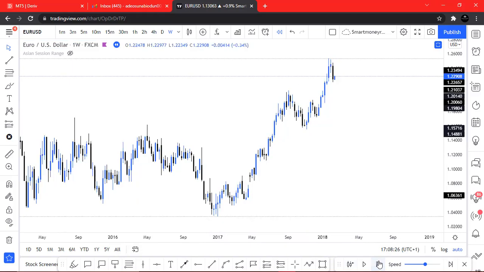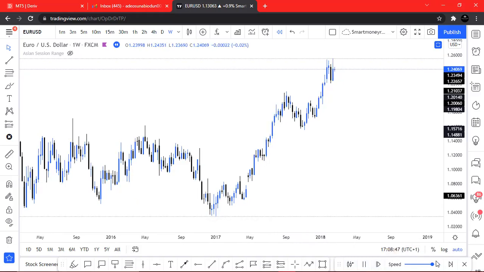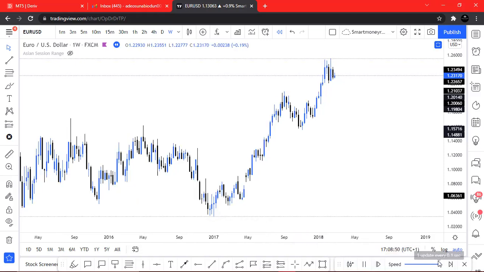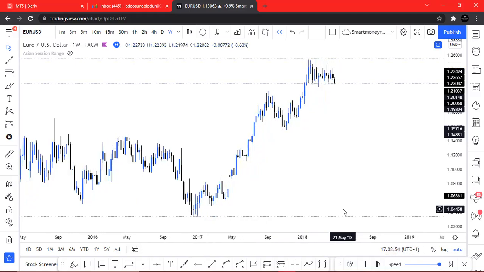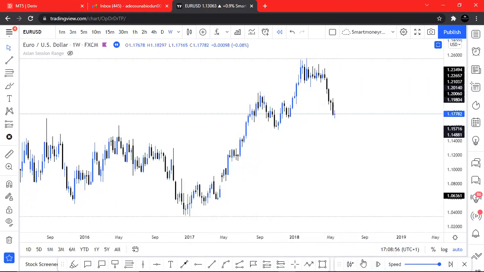The reason we do that is because we want to frame what the dealing range is. By the dealing range, I mean where price has been trading in and where price will continue to trade in. So for instance, I'll just play this a little bit. Yeah, post it here.